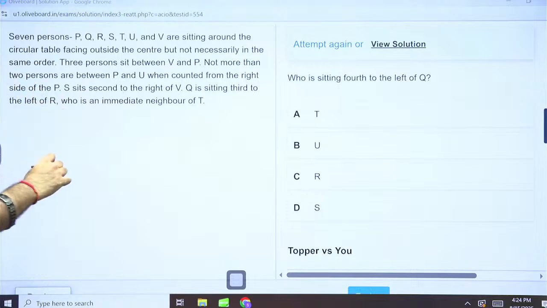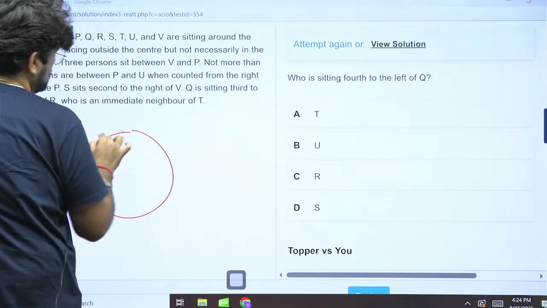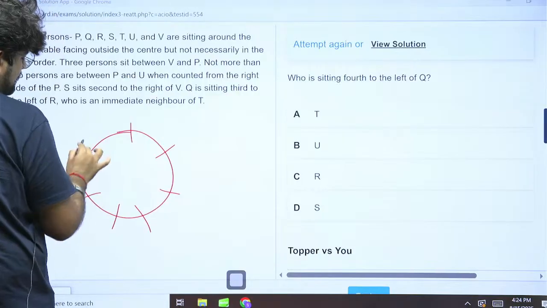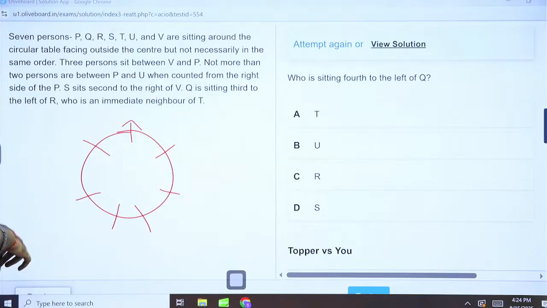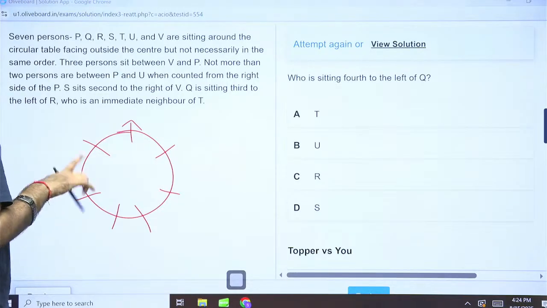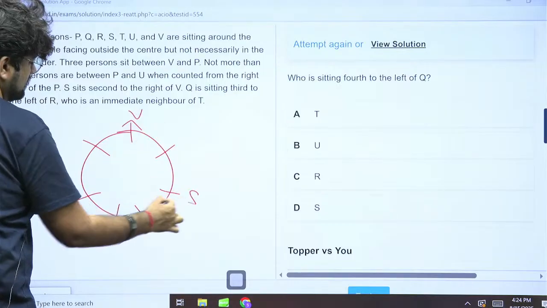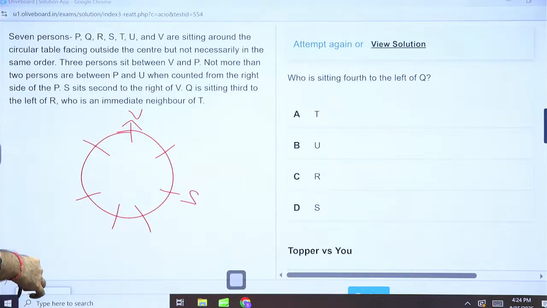I think this is a simple sitting arrangement. 7 persons are sitting in a circle facing outside. So, we'll just equally place them: 1, 2, 3, 4, 5, 6, 7 facing outside, not in the same order, of course. 3 persons sit between V and P, not more than 2 persons between P and U. Okay, let's not put that. S sits second to the right of V. So, this is V, S is here. Okay, and Q is third to the left of R, who is an immediate neighbor of T.